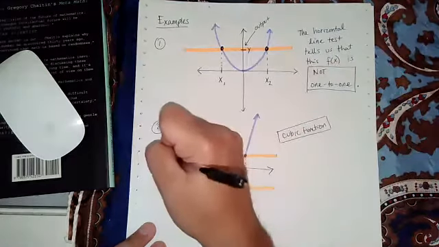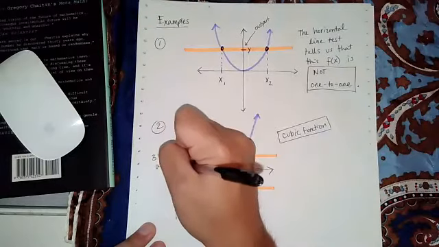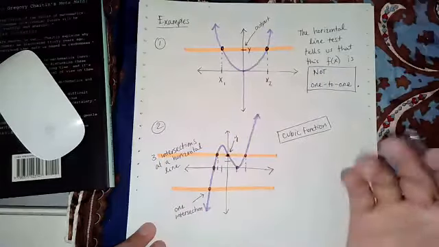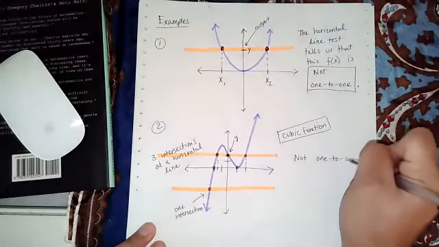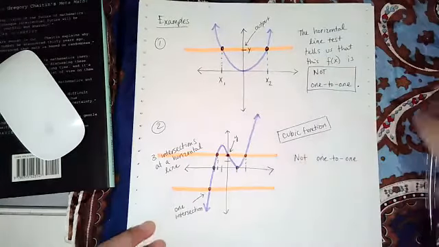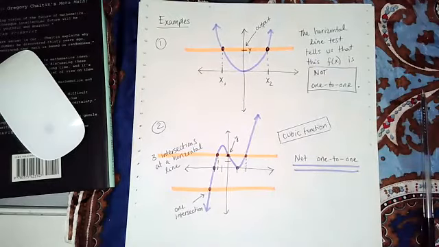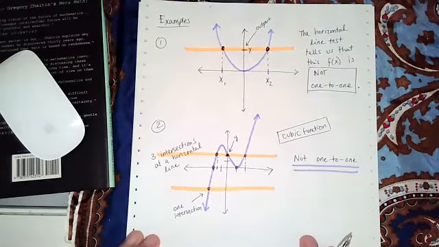So since we have 3 intersections at a horizontal line, then it can't be one of these special functions that we're calling 1-to-1. So I'll just say that this is not 1-to-1. Okay, so let's look at a couple more.